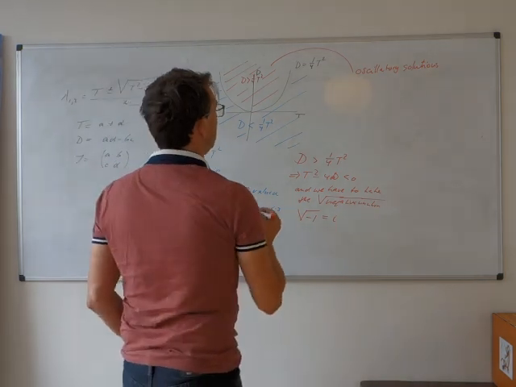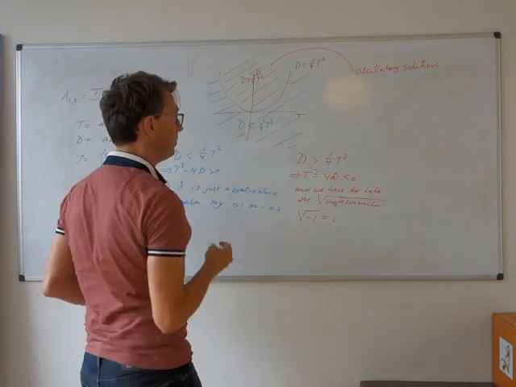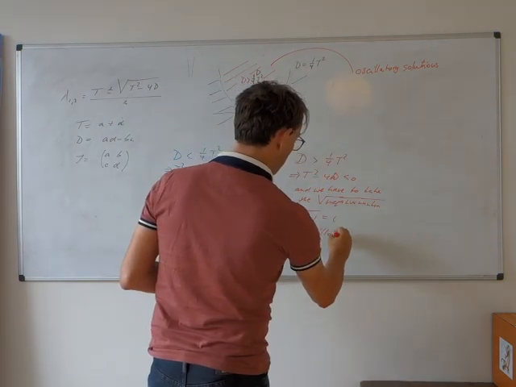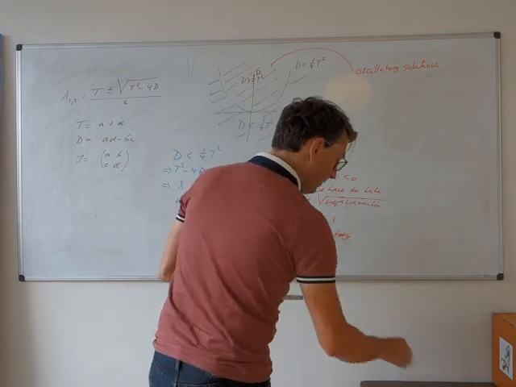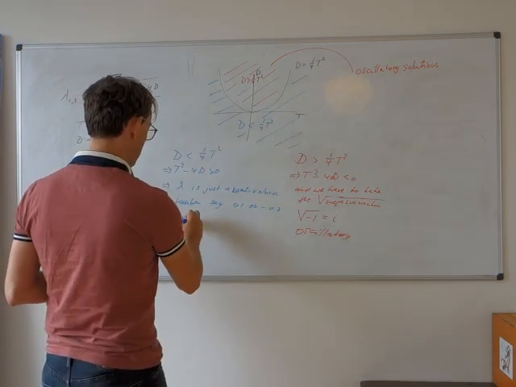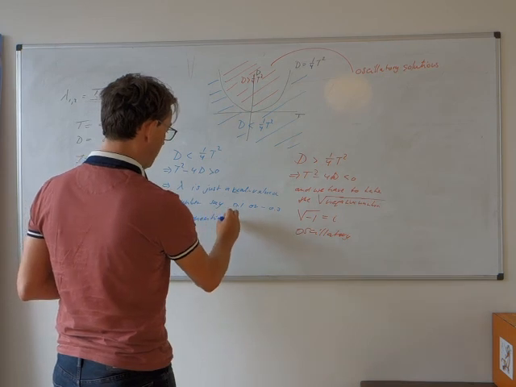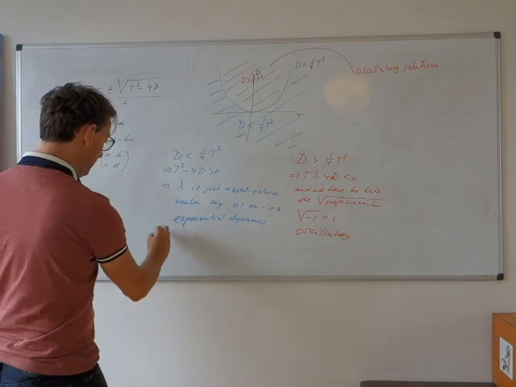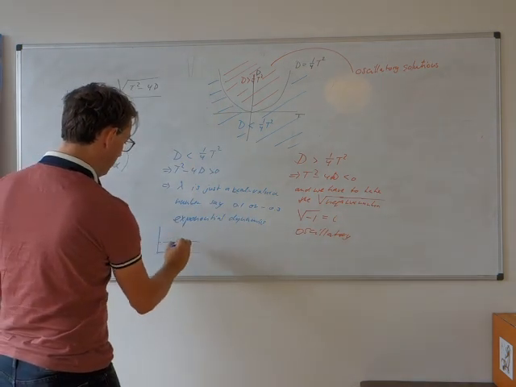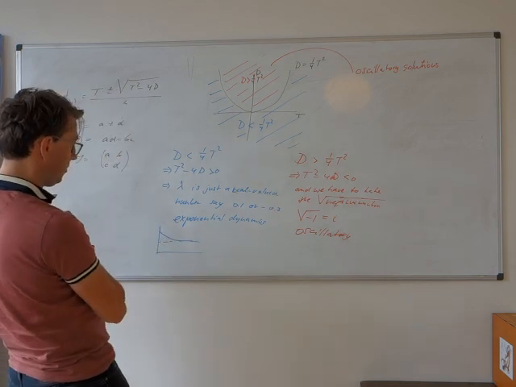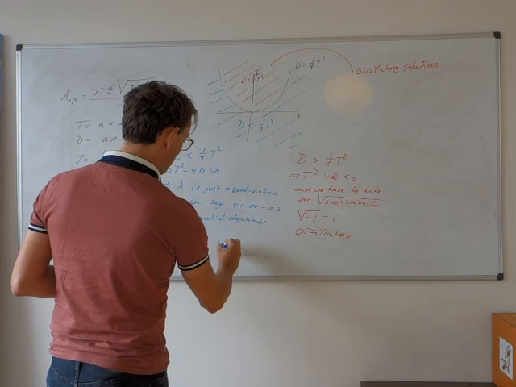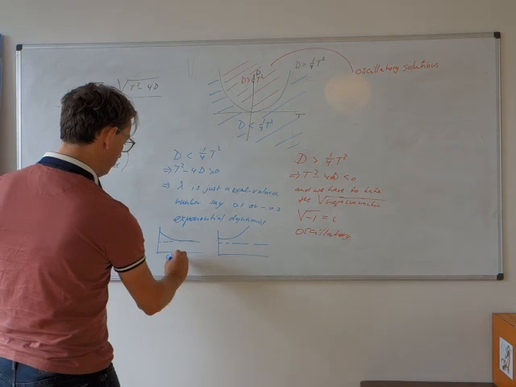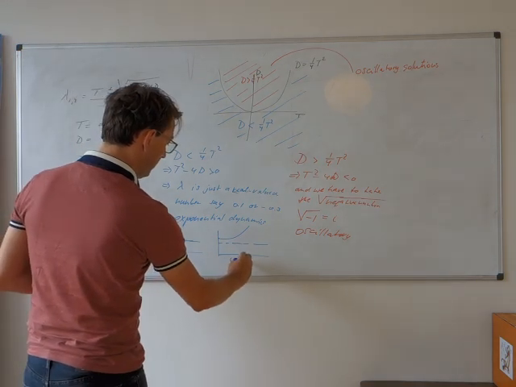And so when this occurs, you have oscillatory solutions. And in the blue part, you have exponential dynamics. Okay? So that means close to the steady state, if this is the steady state, the perturbation goes like this, or the perturbation goes like that. So here it's stable, there it's unstable.